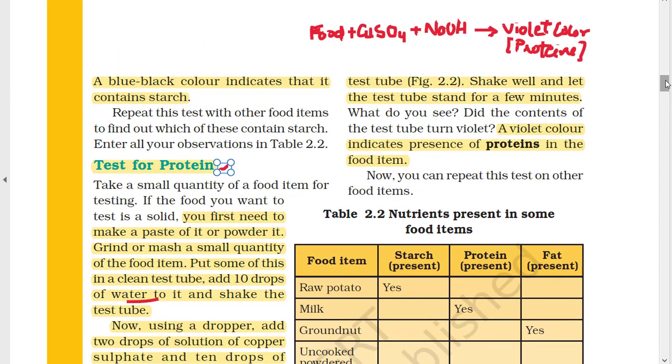So what is the test for protein? It is again very simple. We are taking the food item in which we will add the copper sulfate solution, CuSO4, plus we are also adding the caustic soda, that is sodium hydroxide, which we represent by the chemical formula NaOH. So in the food item we are adding CuSO4 plus NaOH, and what we will get is the resultant violet color. Whenever violet color comes, that means the proteins are more dominant in that food item. So violet color indicates the presence of proteins.